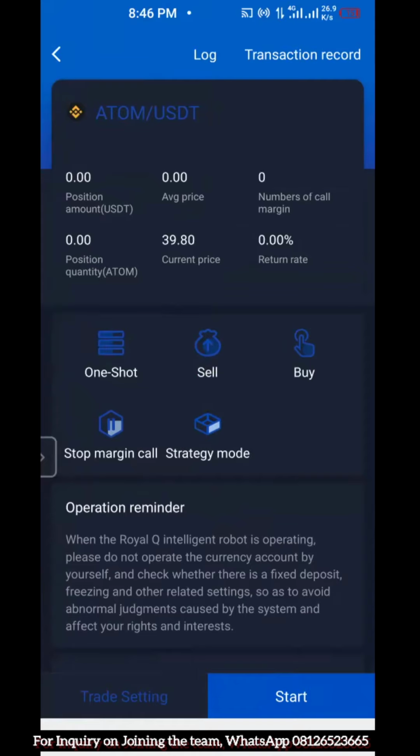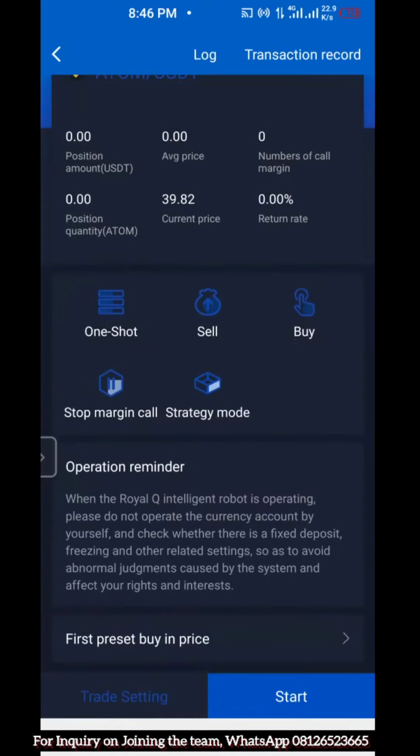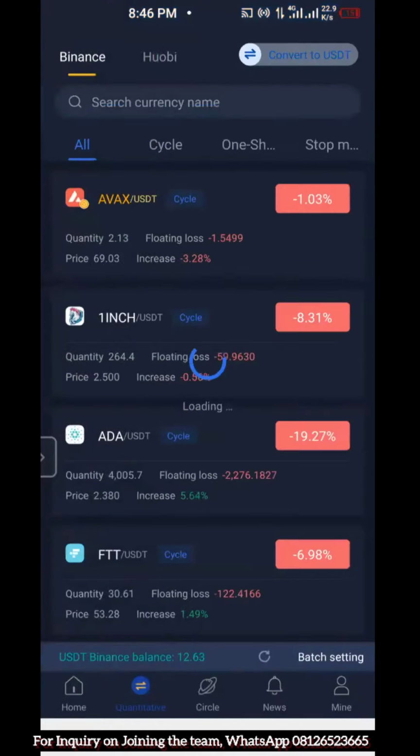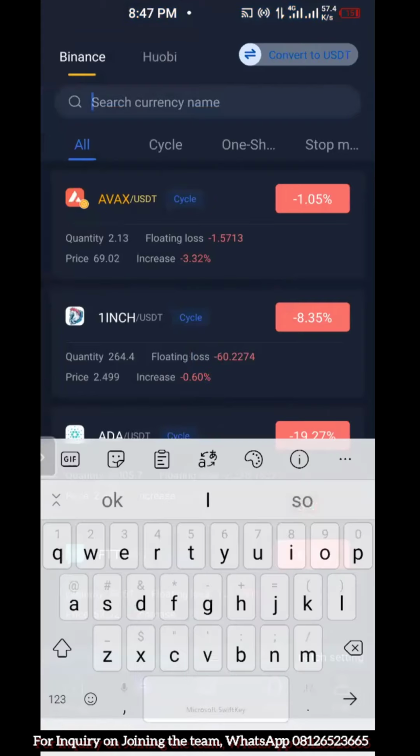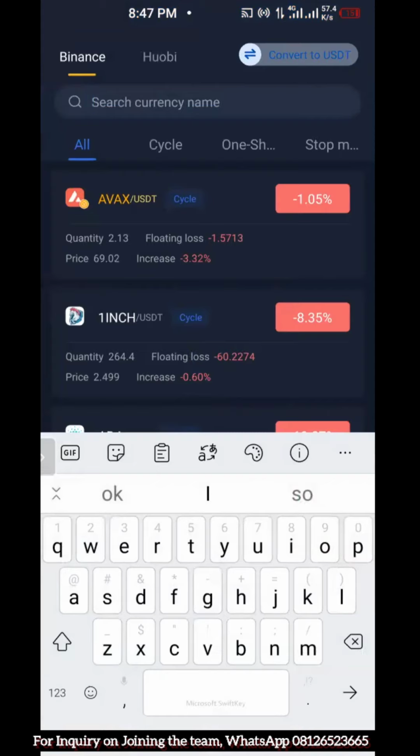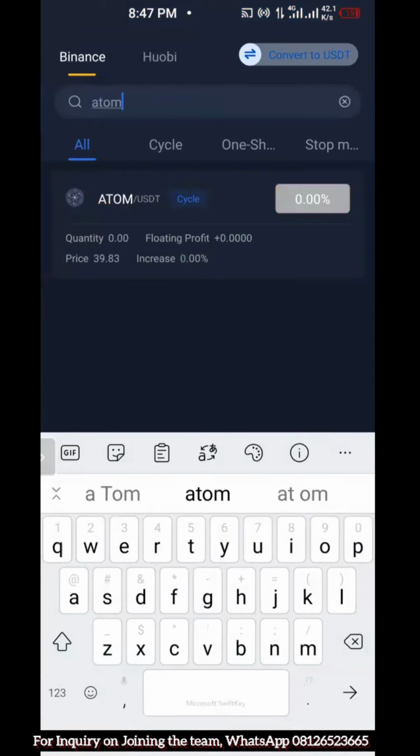Now, let's do this real quick. Let me see if I still have some money to trade. Everything is already in trade, so I won't be doing any demo trading right now. So you click on Atom.